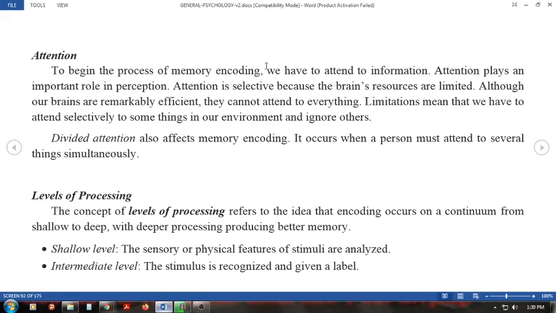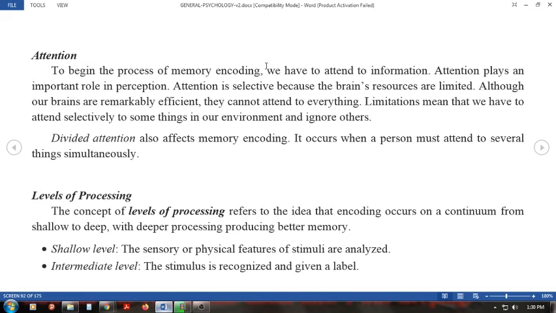Limitations mean that we have to attend selectively to some things in our environment and ignore others. We have to ignore other factors, other things sa environment if we need to be attentive. That doesn't mean nga kung alingasa ang classroom, kung alingasa ang balay, wala na din may gana. No, you have to have what? That determination to be attentive to some things.